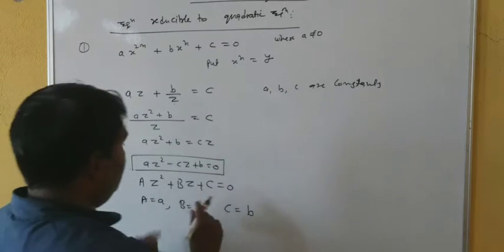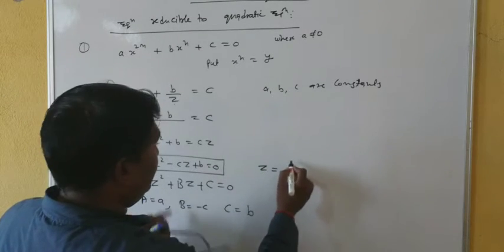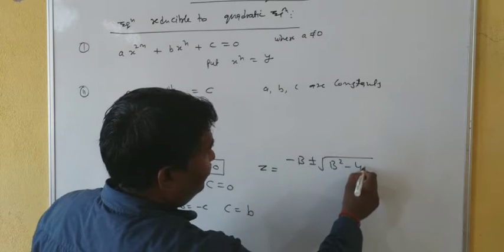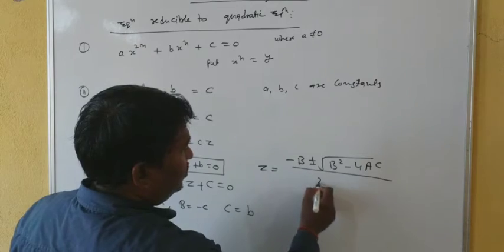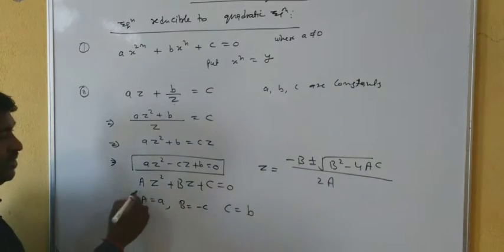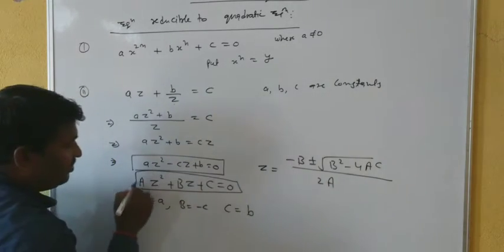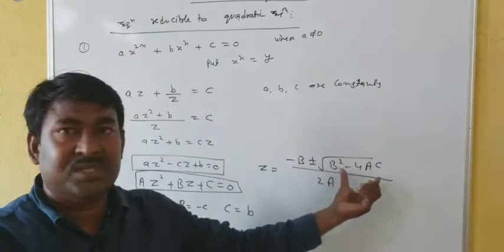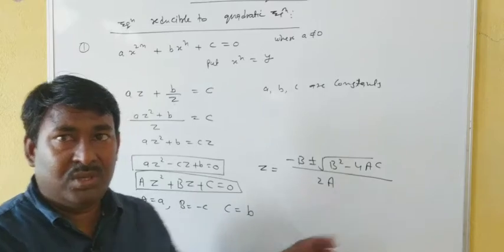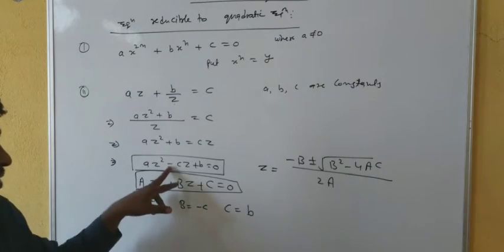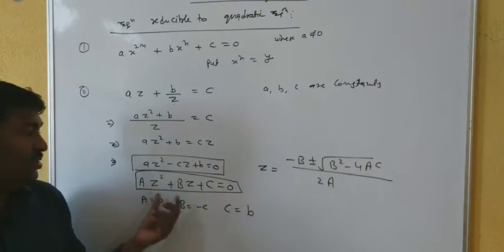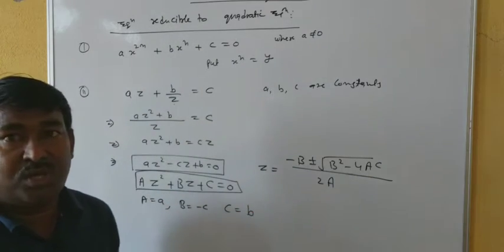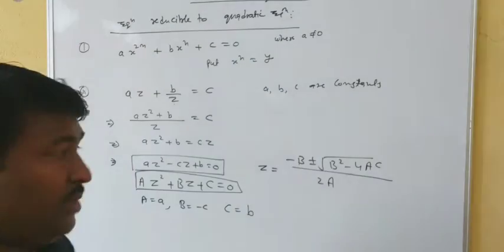Now for the solution we can put minus b plus minus under root b square minus 4ac upon 2a. Since we have a quadratic equation in terms of capital A, capital B, capital C, in place of small a, b, c you can put capital A, B, C in the solution, and comparing this quadratic equation with the standard one, we can put the values and solve it. Okay.